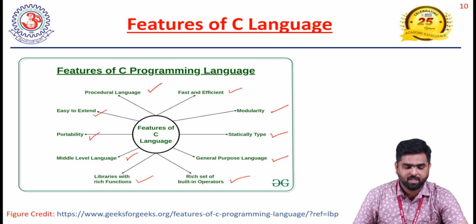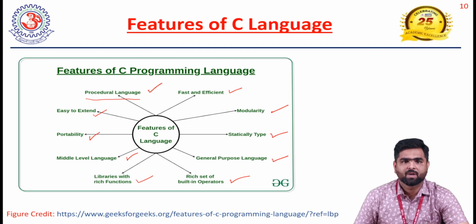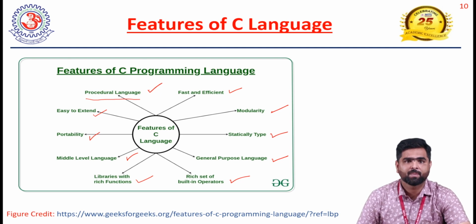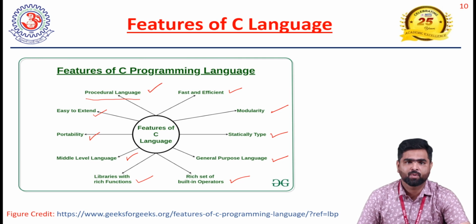The first feature is procedural language. When I want to perform a particular task, I write a C program. In order to complete the task, we may require several functions. That's why it is called a procedural language. As a beginner, some people may think this is the only way of doing programming, but this is not the only paradigm we have. Apart from that, we have several other programming paradigms. The most commonly used programming paradigm is object oriented programming.